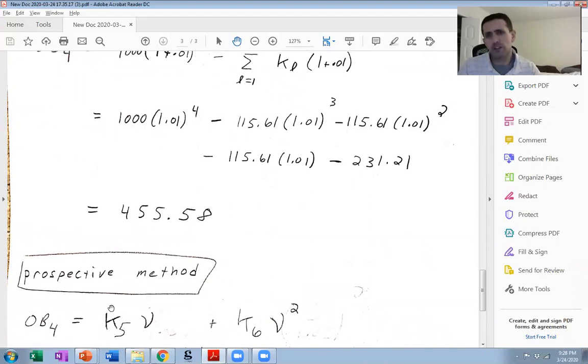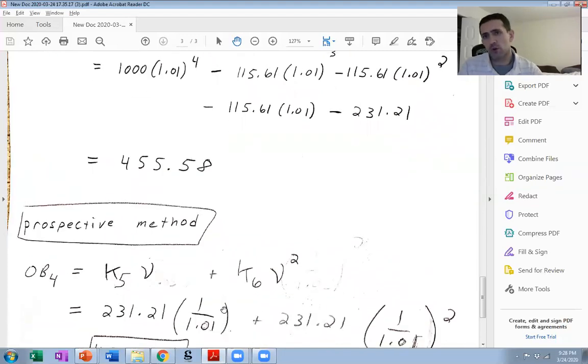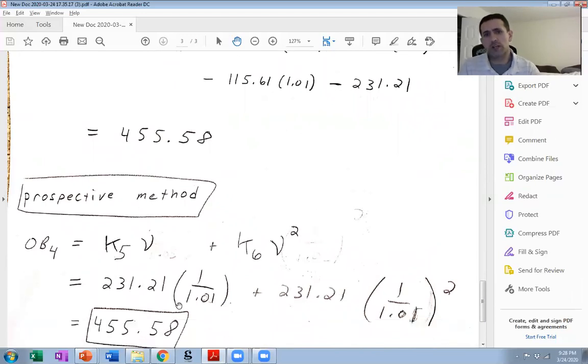And for the prospective method, just dump into our formula. You'll see this is definitely quicker, obviously. t equals 4, n equals 6, 6 minus 4 is 2. So you just have these two terms here. v is the present value factor, 1 over 1.01. And after rounding, we get 455.58, as we better.